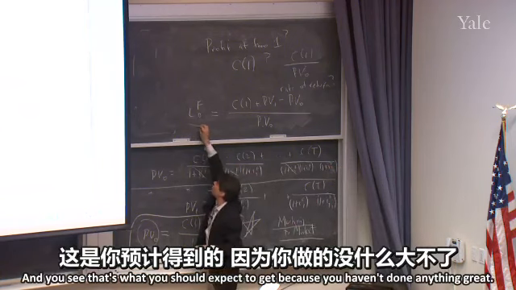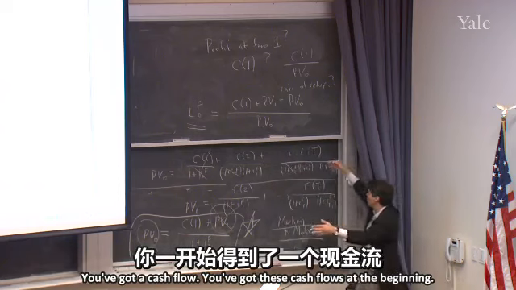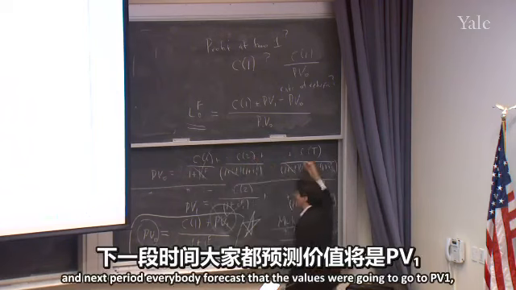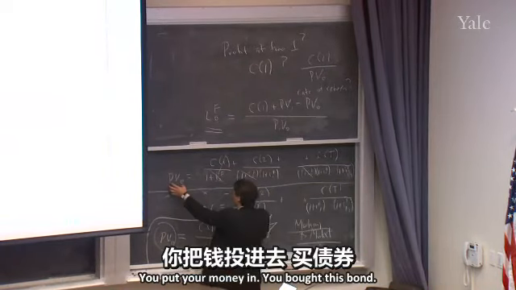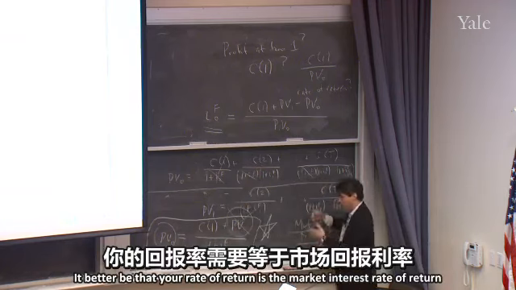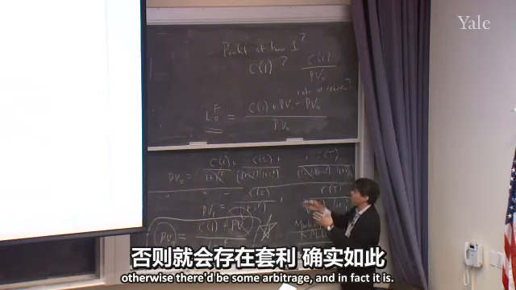And you see, that's what you should expect to get, because you haven't done anything great. You've got these cash flows at the beginning. You paid a fair price for them. And next period, everybody forecast that the values were going to go to PV1. So it can't be that this was an investment you made. You bought this bond, you could sell the bond now at time 1 after having obtained the cash flows. It better be that your rate of return is the market interest rate of return. Otherwise, there'd be some arbitrage. And in fact, it is.